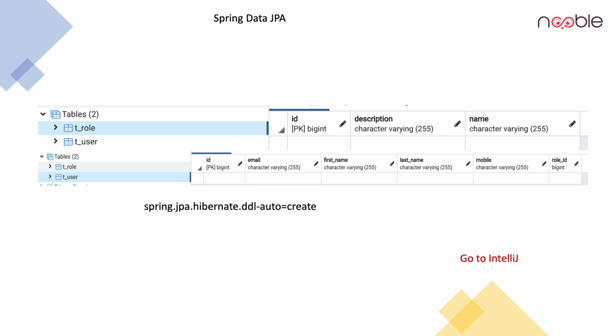Now you can see how the tables are created. Here we have the T_role where ID, description, and name are there. And for the T_user, we have ID, email, and the most important thing is the role ID which comes here, which is a foreign key. And just try to understand, I am using hibernate.ddl-auto equal to create. That's the reason why my tables are created from the code. Let us go to IntelliJ and start exploring what we have discussed till now.